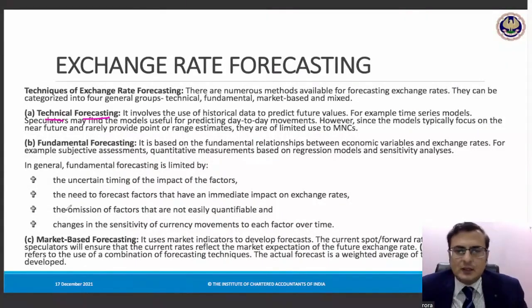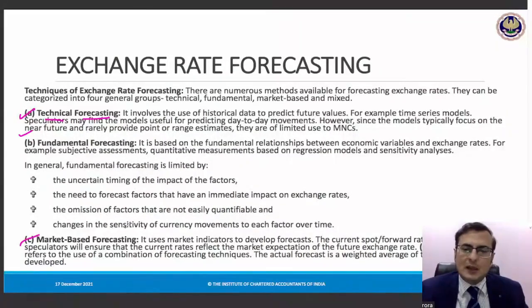Then you have market-based forecasting, where you look to the future. What will be the inflation rate? What will be the CPI, WPI, all these things, and then you forecast. And the fourth one is mixed forecasting. By mistake, it has come over here. Mixed forecasting means a mixture of 1, 2, and 3. You're trying to calculate a weighted average rate of it.